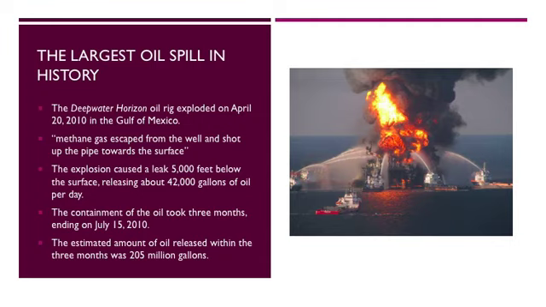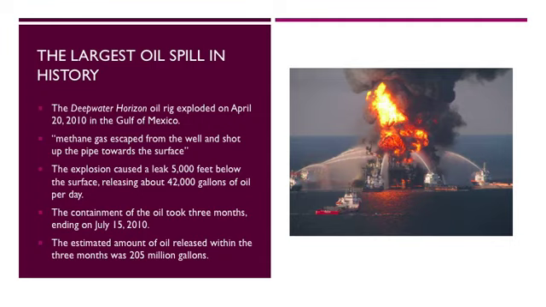The largest oil spill in history. The Deepwater Horizon oil rig exploded on April 20th, 2010 in the Gulf of Mexico. It was caused by methane gas which escaped from the well and rocketed up the pipe towards the surface. The explosion caused a leak 5,000 feet below the surface, releasing about 42,000 gallons of oil per day, according to Greenpeace, and it killed 11 people.